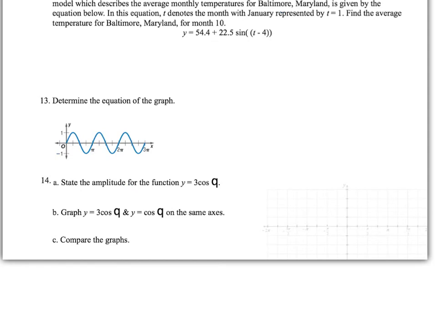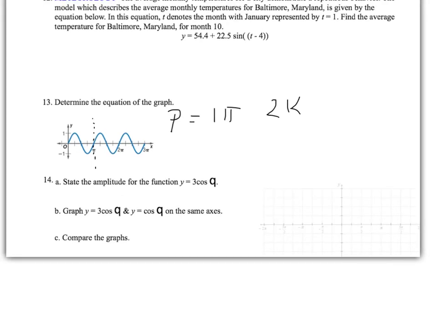All right, I want to talk about number 13 and how we might figure out what this equation is. I'm just going to chop off one period. See that one period is 1 pi, so I need to figure out what k would be. Since period is 2 pi over k, I need to get rid of the 2 from my 2 pi. I know that my actual k value is 2.